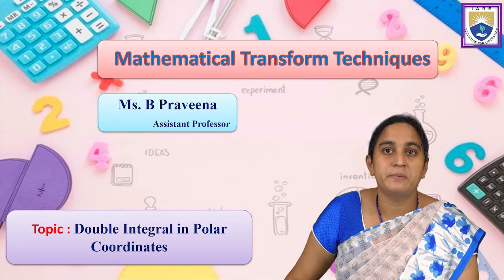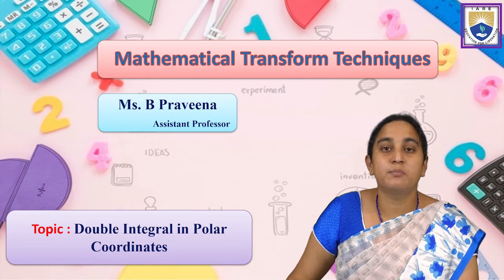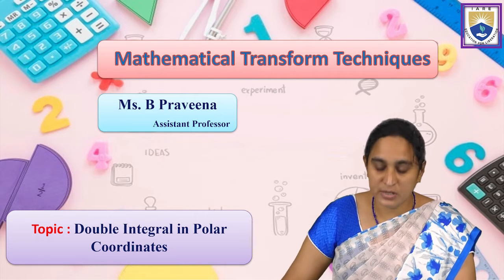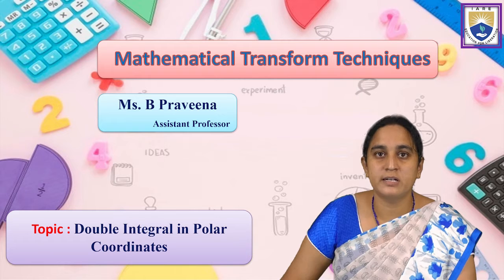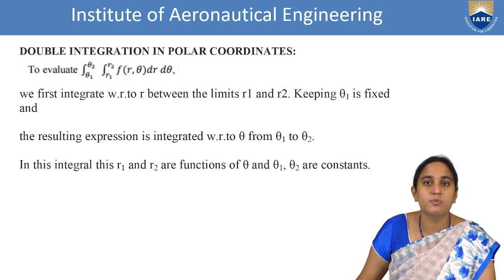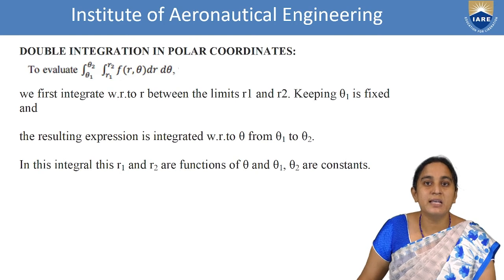Today our topic is double integral in polar coordinates. Previously we discussed double integral in Cartesian coordinates. What is the difference between Cartesian coordinates and polar coordinates? In Cartesian coordinates, we calculate the double integral value within the x and y axes. But in polar coordinates, we integrate the double integral within the radius and the angle. That's the difference between Cartesian coordinates and polar coordinates for the double integral.